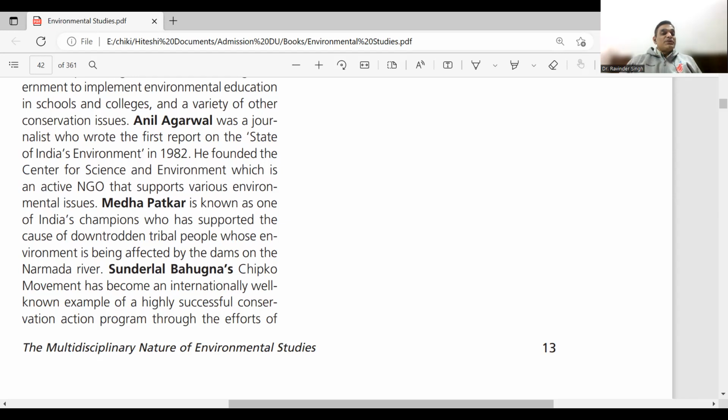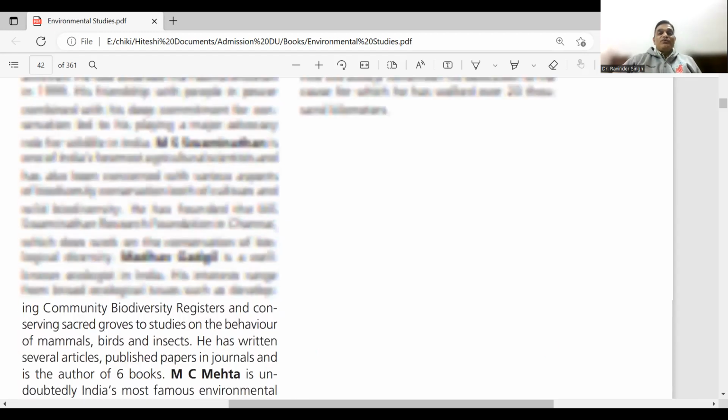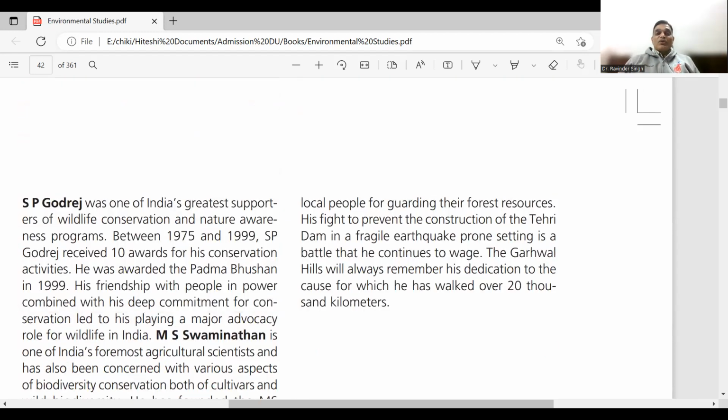Sundarlal Bahuguna's Chipko movement has become an internationally well-known example of a highly successful conservation action program through the effort of local people for guarding their forest resources. His fight to prevent the construction of the Tehri Dam in a fragile earthquake prone setting is a battle that he continues to wage. The Garhwal Hills will always remember his dedication to the cause for which he has walked over 20,000 kilometers.